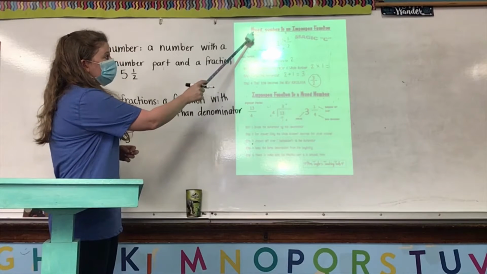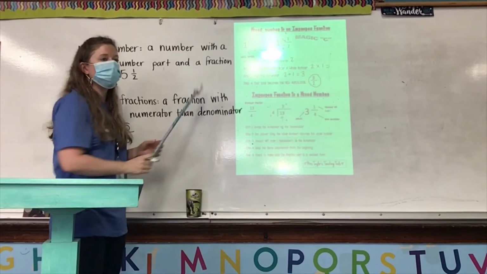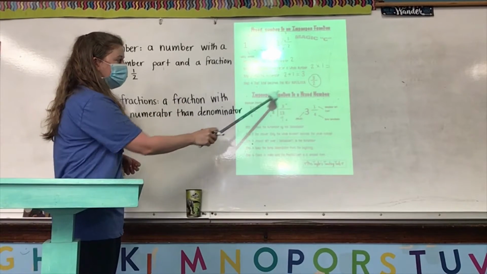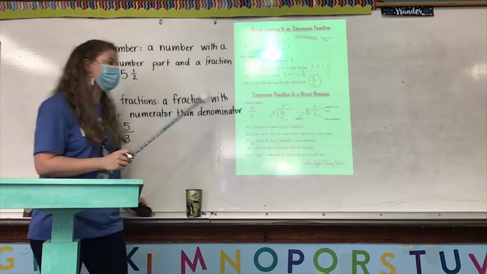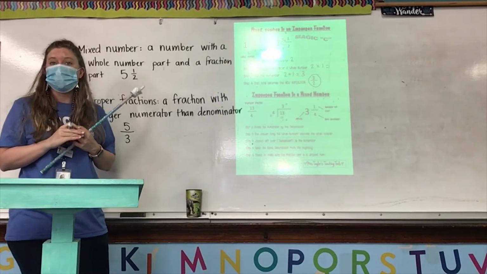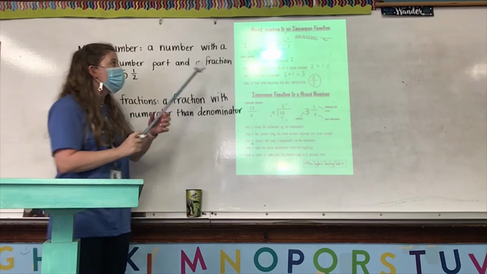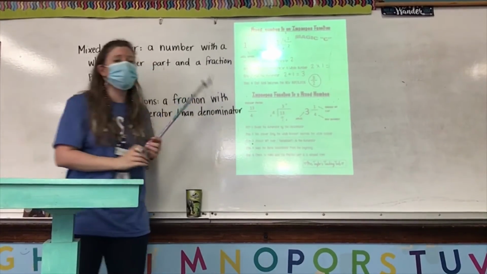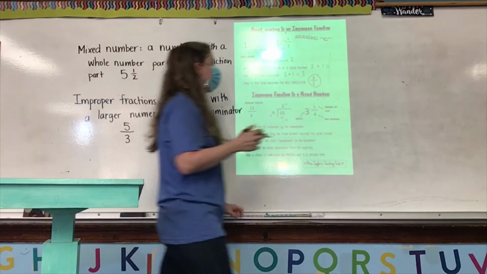So first, we're going to talk about how to change mixed numbers to improper fractions. Then we're going to talk about how to change improper fractions to mixed numbers. The most important thing to know is how to change improper fractions to mixed numbers, because that's what you're going to have to do as you get older when you work with fractions. But also, we just need to know how to change mixed numbers to improper fractions. So, we have this thing called the magic C.